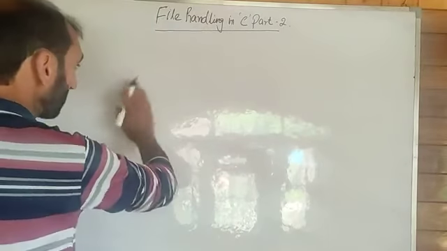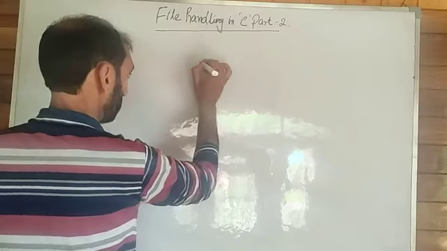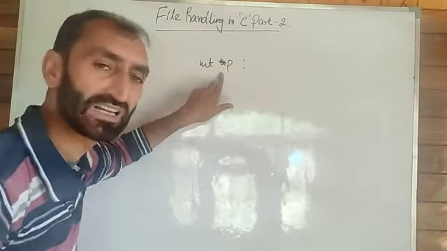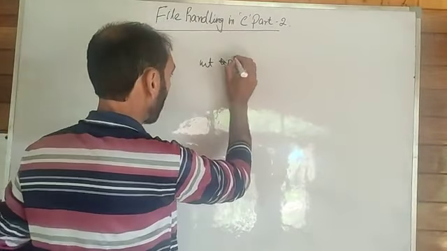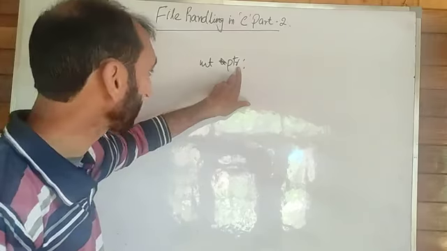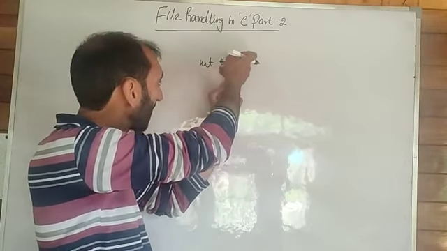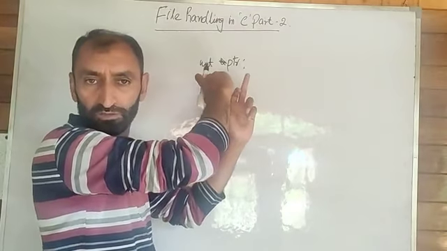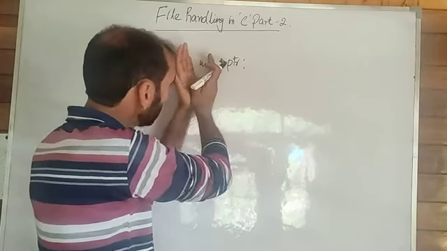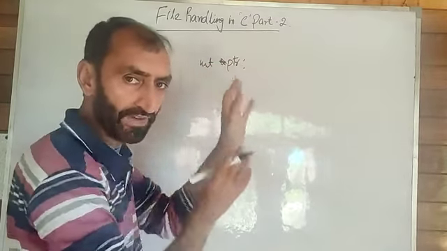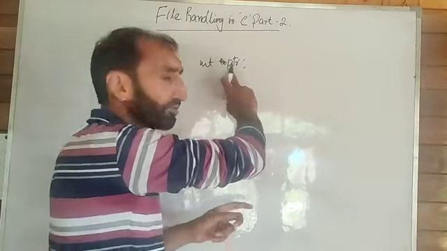As we know that, if we declare, for example, int *ptr, what does this declaration mean? This means that ptr is a pointer that stores the address of an integer variable. So, integer is the data type of the variable whose address this ptr is going to store.